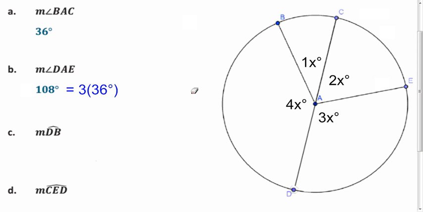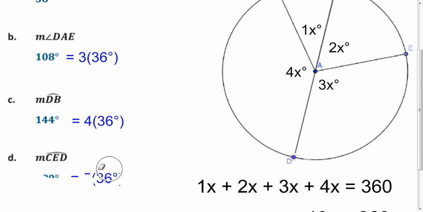DB is 4x, right? Because for the arc, it's going to be the same as the central angle, 4x. And arc CED, well, that's made up of arcs that measure 2x and 3x, so it has a measurement of 5x, so 180 degrees.